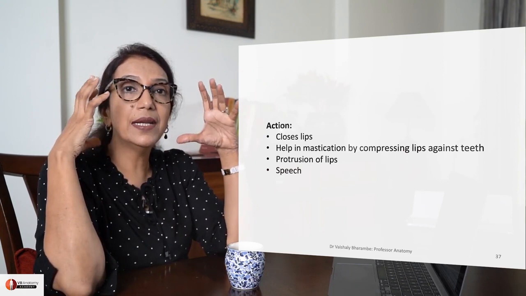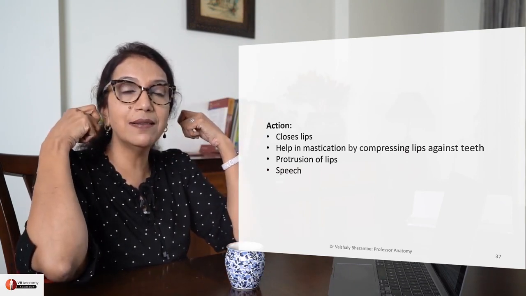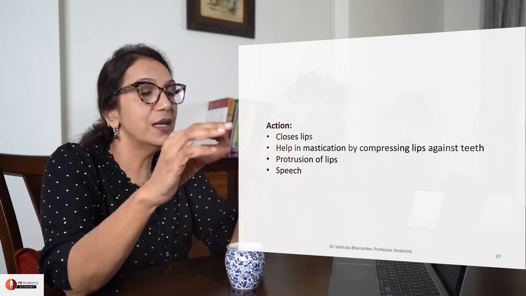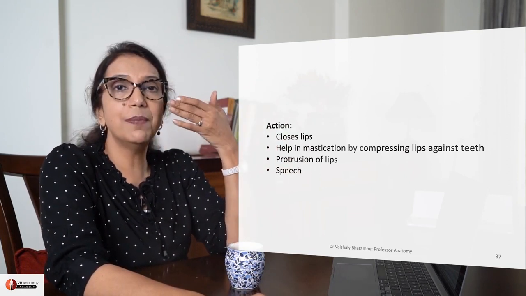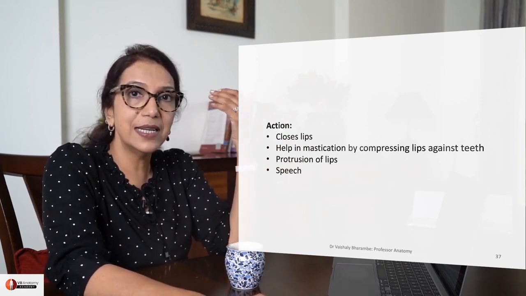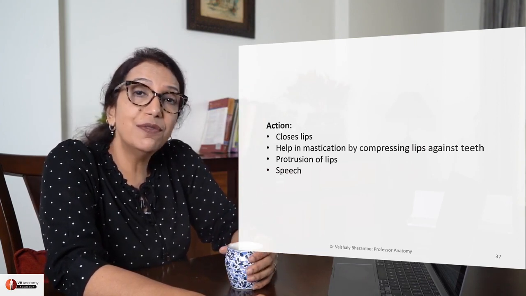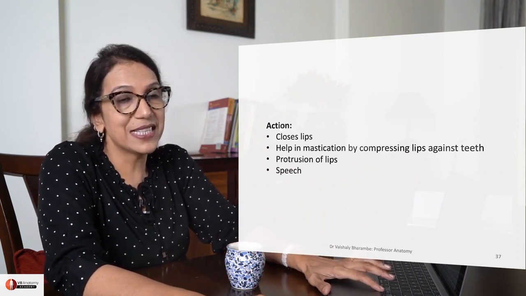All others were dilating. Somebody was pulling lip up, somebody was pulling lip down, somebody was pulling the angle sideways, right? What is Orbicularis oris doing? It's closing your mouth. It helps in mastication by compressing the lips against the teeth, just like the buccinator. It causes protrusion of lips also. And it helps, of course, in speech.